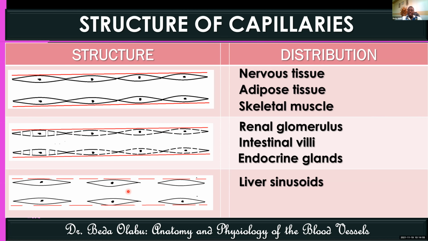We find them in the liver. We also find them in lymphoid organs. So we call them discontinuous capillaries or sinusoidal capillaries. Sinusoidal is just sinusoid, remove that S and put an AD. Those are the different types of capillaries that we do have.